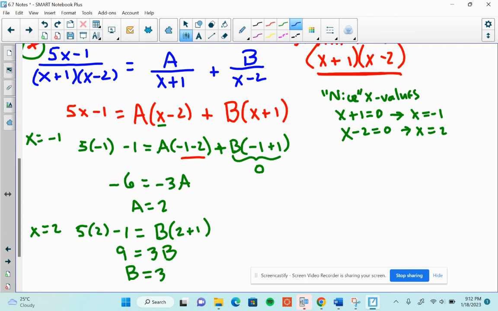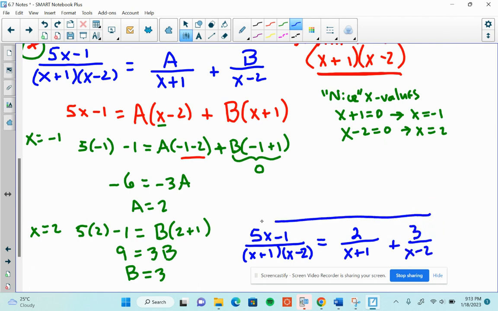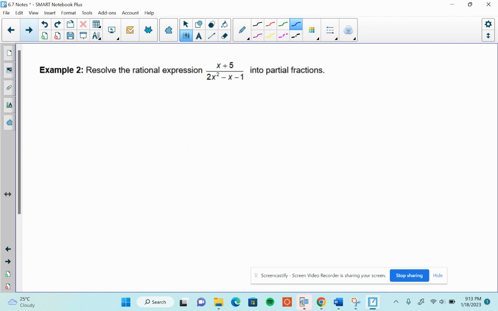So what I'm going to do to finish it up, I'm going to rewrite my setup: 5x minus 1 over x plus 1 times x minus 2 equals a, which is 2 over x plus 1, plus b, which is 3 over x minus 2. And that is our final answer. Okay, moving on to the next example, next page.